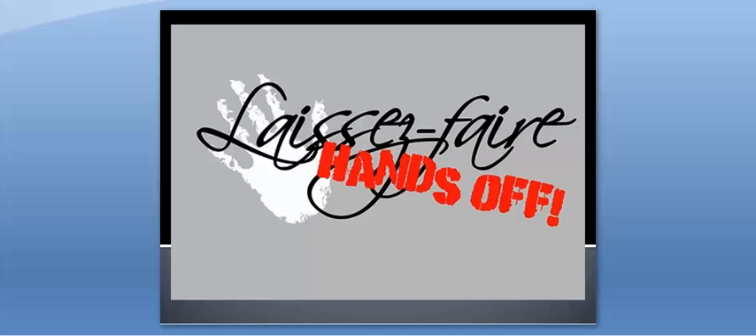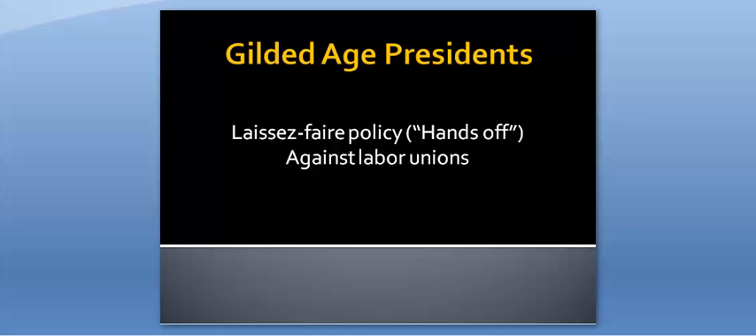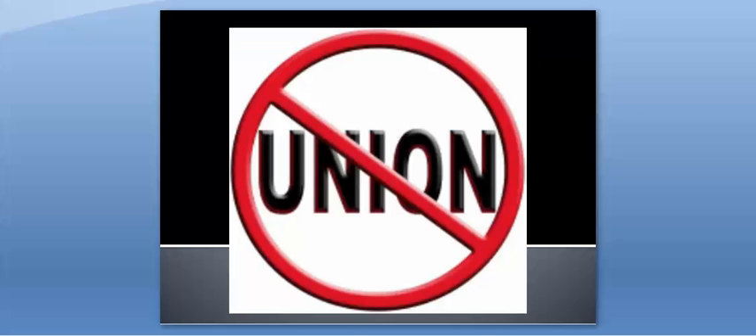This policy dealt with economics. It was the idea that government had a hands-off approach to business. They didn't regulate it, didn't get involved. Presidents let businesses do what the owners thought was best. Gilded Age presidents also worked against labor unions and movements. They sided with the businesses and owners in strikes, sending support whenever it was needed.